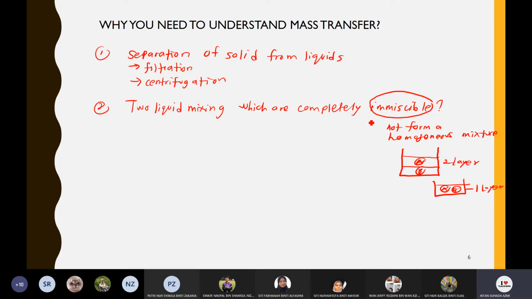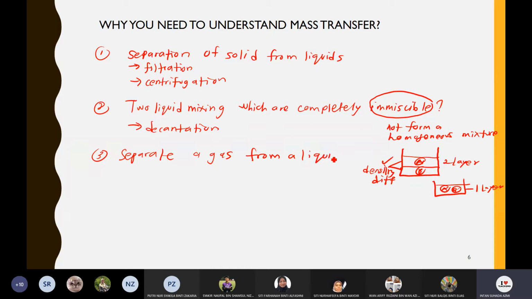So how can you separate two liquid which are completely immiscible? You can use decantation. So the concept of decantation is like this. You separate A and B by density difference. But how if I ask you, how can you separate a gas from a liquid? Or how can you separate two miscible liquid?